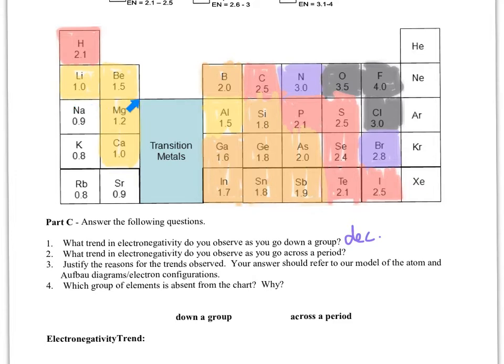Number 2, what trend in electronegativity do you observe as you go across a period? So if you take a look across a period, it looks like it's getting darker and darker. And so it looks like it's increasing as you go across a period. So we'll say increasing.